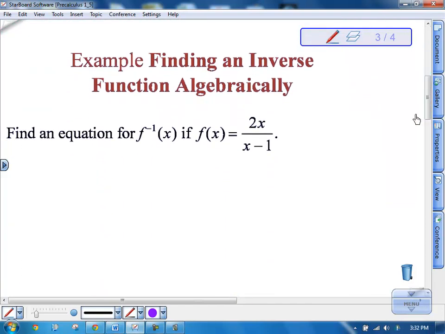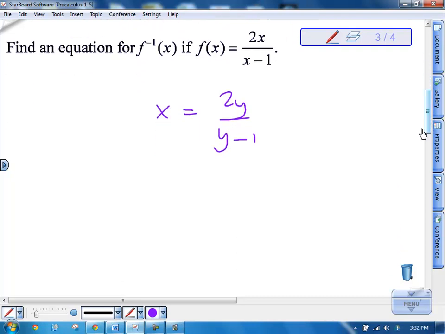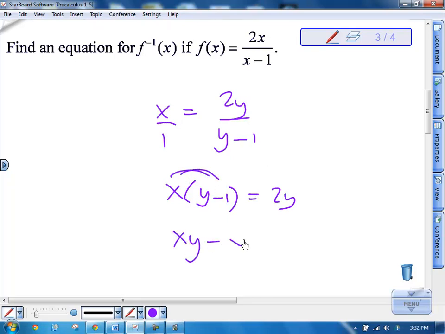So let's do an example then. Let's find the inverse function algebraically. What I do anyway is I call f of x y, and I switch it with x, so it becomes x equals 2y over y minus 1. Now I solve for y, because that's my inverse, and I want to get that by itself. So to solve for y, I'm going to cross multiply. I'll get x times y minus 1 equals 2y. I'll distribute the x: xy minus x equals 2y.